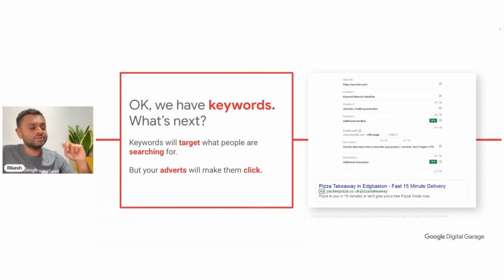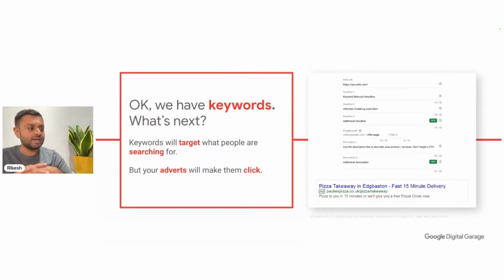So you can see here we've added a couple of ad headlines. We've got the likes of Pizza Takeaway in Edgbaston, which makes sense for Paulie's Pizzeria. But they've also got a second headline, which is a little bit of a phrase and a catchy slogan, which says fast 15-minute delivery.